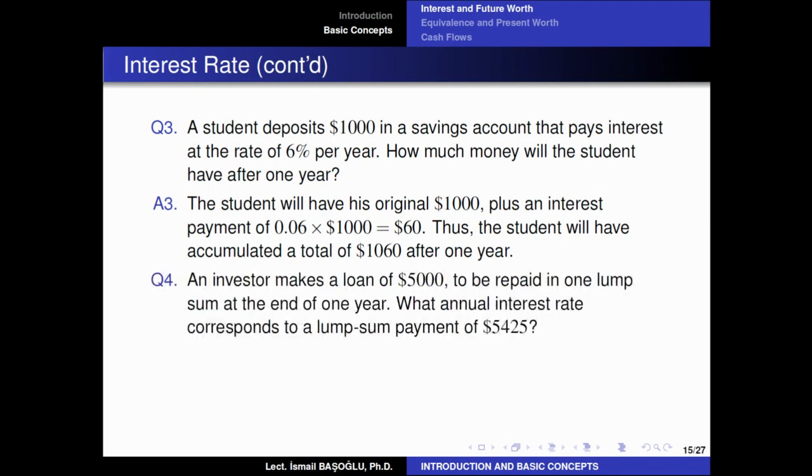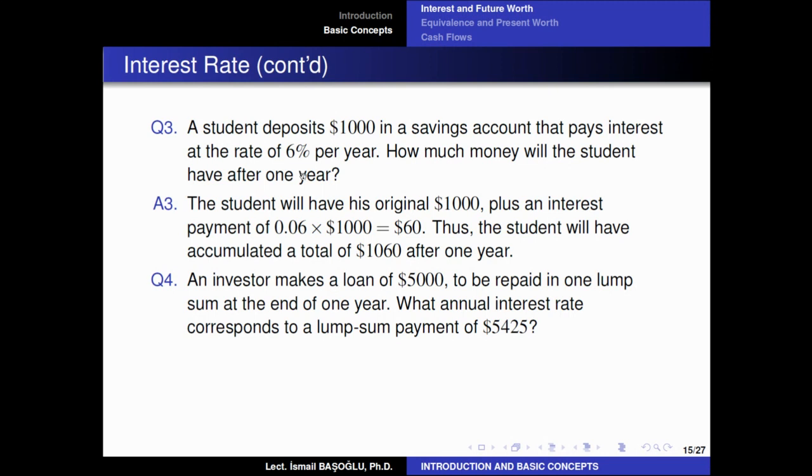Now let's solve another question related to the interest rate, but this time from a different perspective. An investor makes a loan of $5,000 to be repaid in one lump sum at the end of 1 year. So lump sum means what? So after making this $5,000 loan, the payment is going to be given in a single installment, lump sum. So the initial loan amount plus the interest is going to be repaid in a single lump sum.